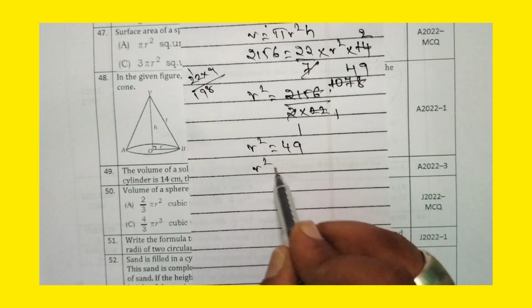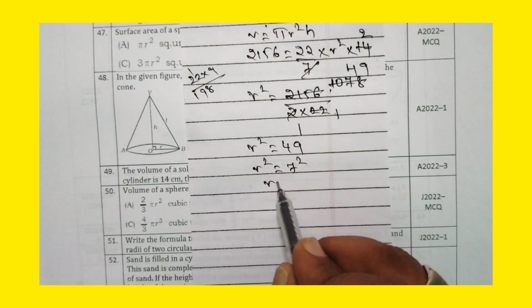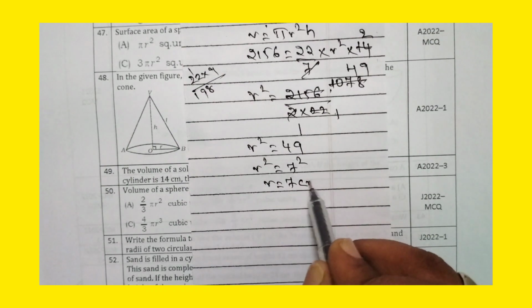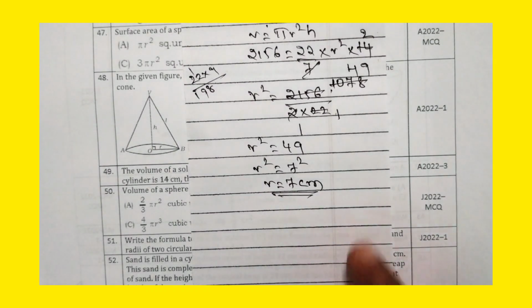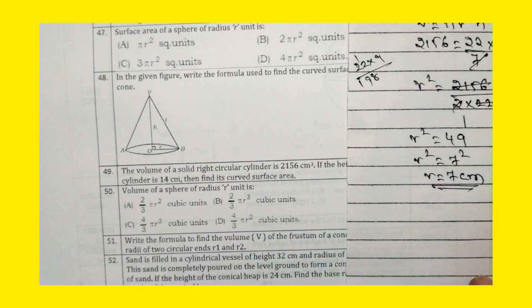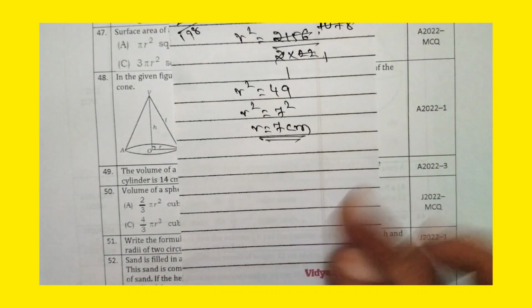R square is equal to 7 square. R is equal to 7 centimeter. So radius is equal to 7 centimeter. Now we have to find out the curved surface area of a cylinder.